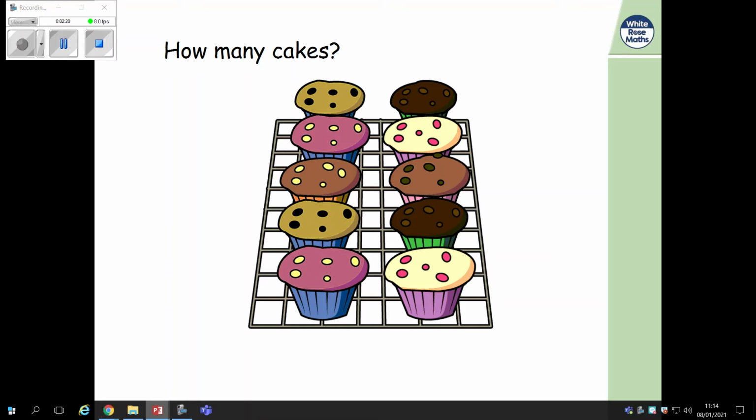So how many cakes are there? So again, let's start by looking at the rows. So 2, 4, 6, 8, 10. There are 10 cakes. Or you could be looking at the columns. So there's 5, add 5. So 2 lots of 5, which is also 10. Moving on.